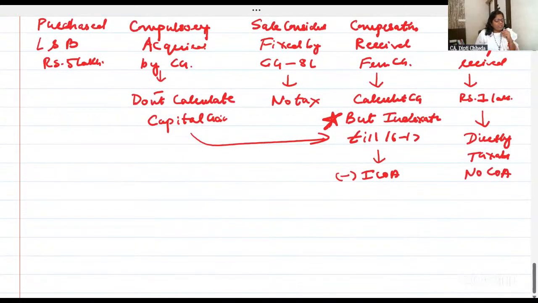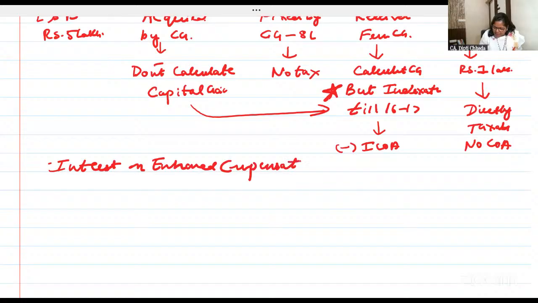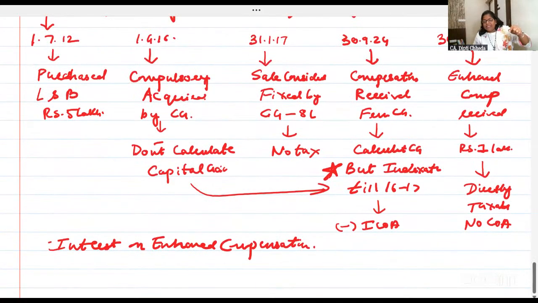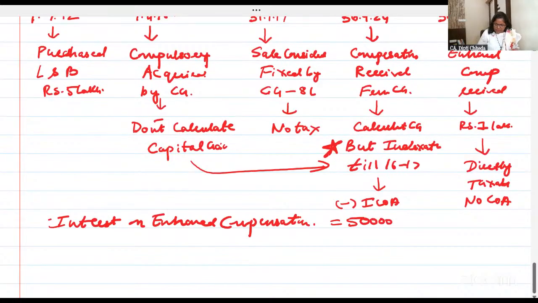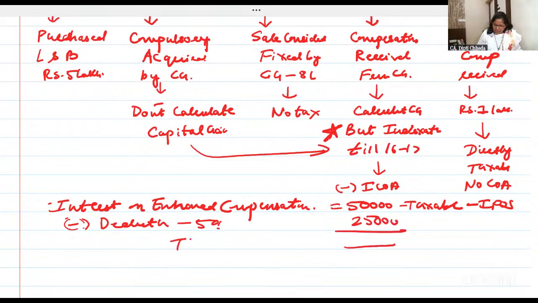And along with this, they also gave you, say, interest on enhanced compensation. I want all of you to write down: interest on enhanced compensation. What do you mean by this term? You received the compensation 1 lakh so late. You should have received earlier only. So you're asking government pay me 1 lakh with interest. So they decided to give you 50,000 interest. This is taxable under income from other sources, with flat deduction of 50%. कोई बोलेगा नहीं आपको लेना पड़ेगा. Taxable compensation will be 25,000.